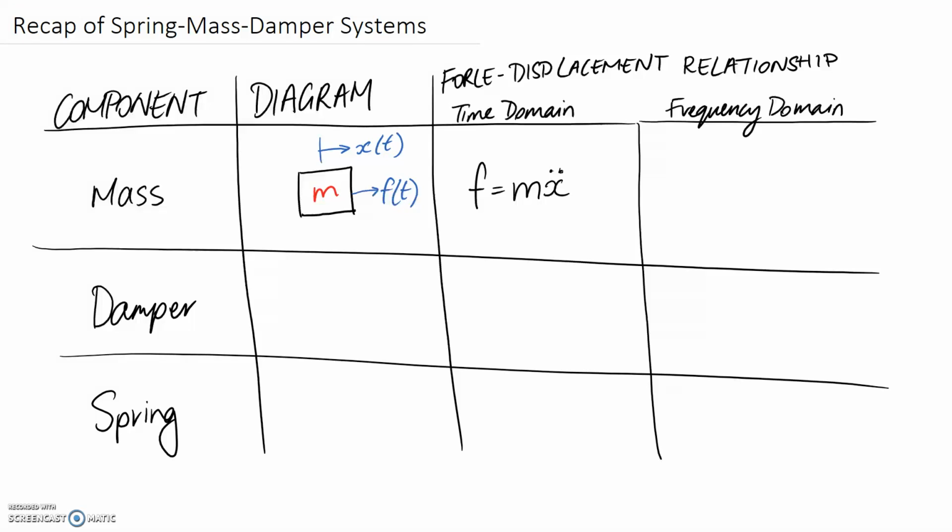Now what we want to do is move this into the frequency domain. And to do that, we need to take the Laplace transform. So we know that f here is a function of time, so it's going to have a Laplace transform, and I'll put it in uppercase F. M is a constant, so it stays out the front, and we know that x double dot is a function of time. So this is going to become, when we transform it, s squared x.